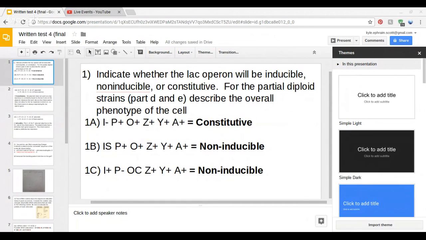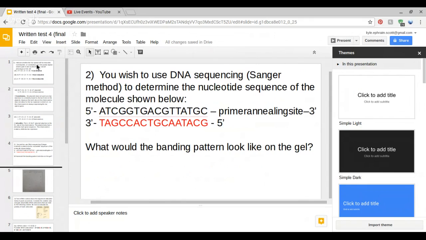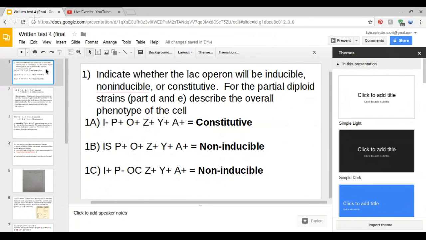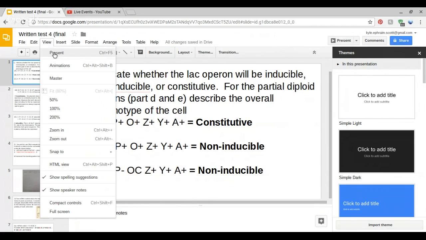Hello, I am doing my written section presentation. For question 1, it's got to indicate whether the lac operon will be inducible, non-inducible, or constitutive. And for the partial diploid strains, we're going to describe the overall phenotype of the cell.